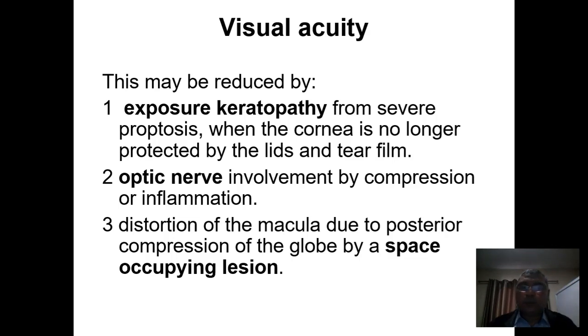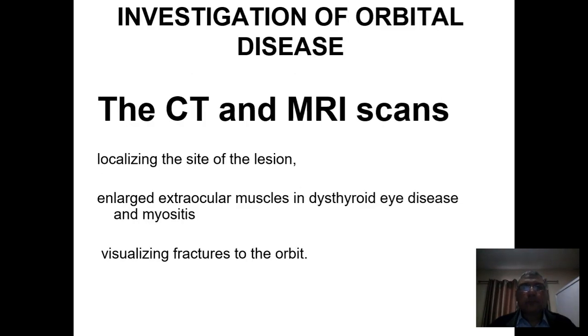Optic nerve involvement due to compression of the optic nerve may occur in orbital compressive lesions and inflammatory lesions. Disorders of the macula or distortion of the macula may occur due to a space occupying lesion pushing the globe or compressing the globe from the back, resulting in distortion of the macula, which is present near the posterior pole of the globe.